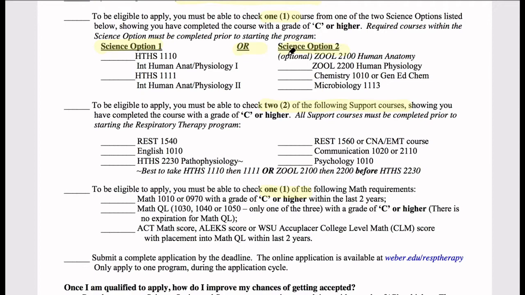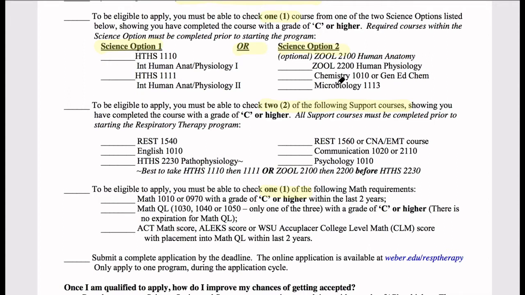Or you could choose to take science option 2. These have the zoology courses. As you'll note, it does say anatomy is optional, but it's highly recommended to take it just because you need to know the human body and anatomy before taking human physiology, how the body functions. These are through the zoology department. Anatomy is only an Ogden day class, and it's not taught in the summer. And then physiology is more flexible schedule-wise.